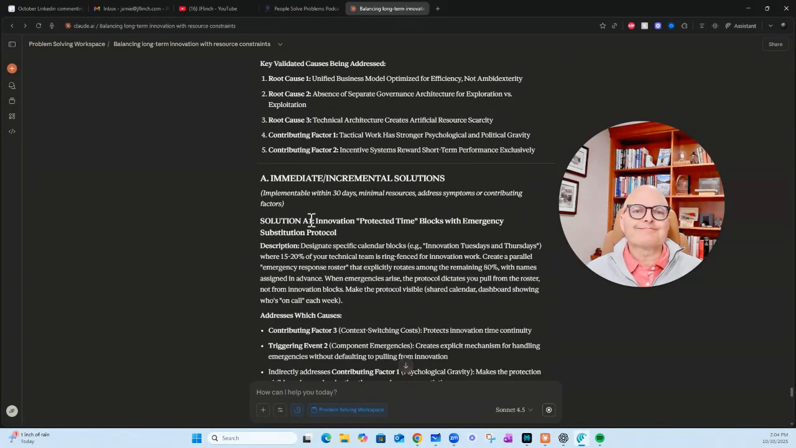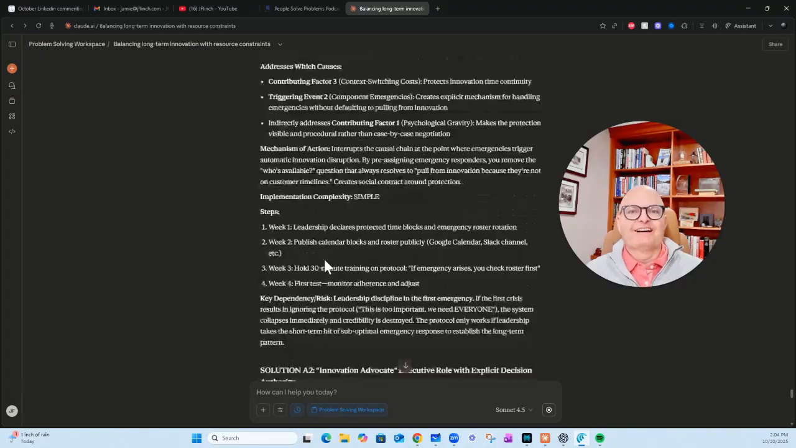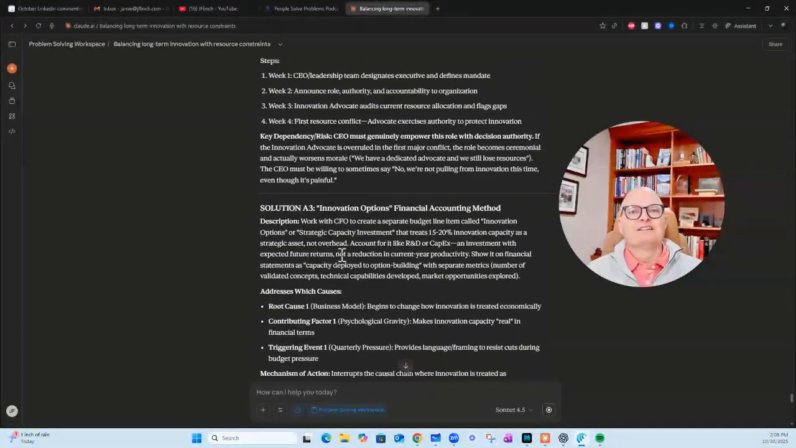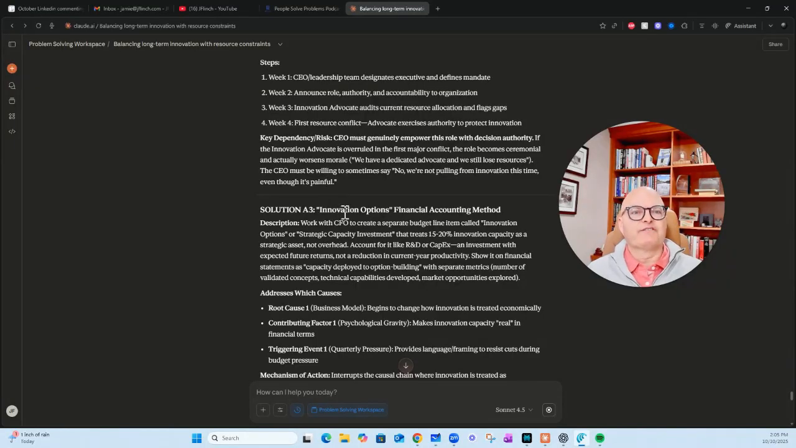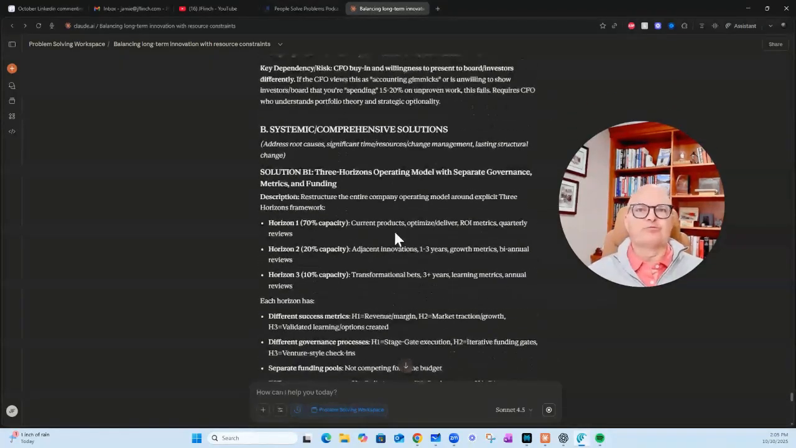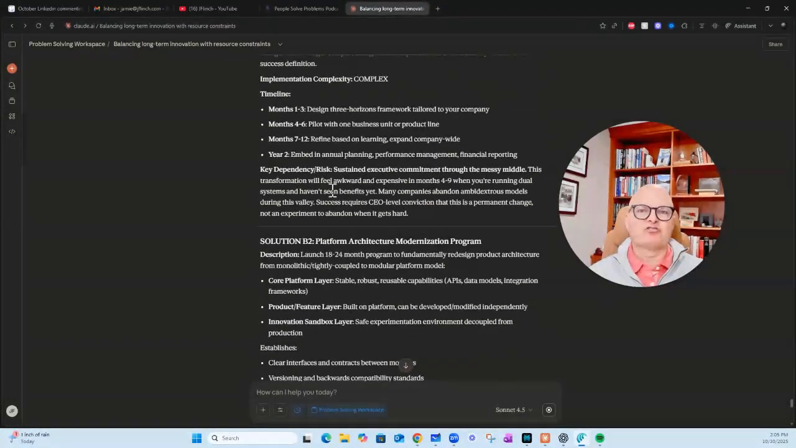So here we go. Innovation, protected time blocks. Seems pretty obvious, that would be something we'd do. Innovation advocate, executive role with explicit decision authority. Who's the sponsor? Who's the champion? Who gets to decide we want to work on this stuff? Innovation options, financial accounting. So how do we use the option modeling to put more value on longer term bets? Those are things I'll just pick one from each. Systematic, comprehensive, 3 horizons operating model. That's one sort of out of the books, so to speak.